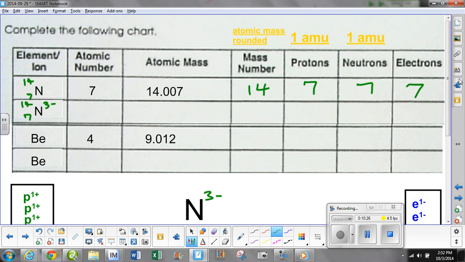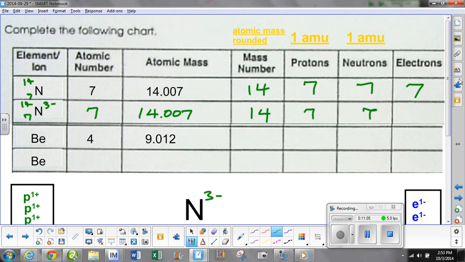Here we go. So 7. And what's the atomic mass going to be now? 14. And now what's the mass number? 14. So we have 14 again. And how about protons? Did they change? Okay. Neutrons, did they change? No, neutrons don't.